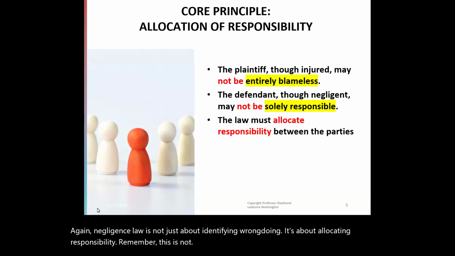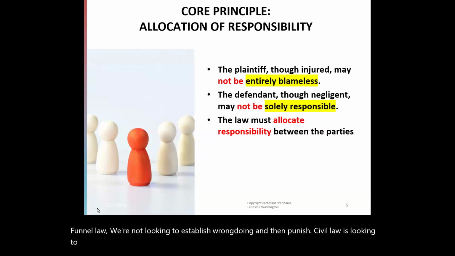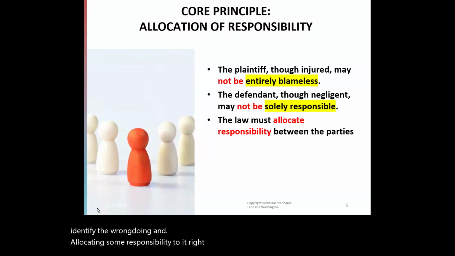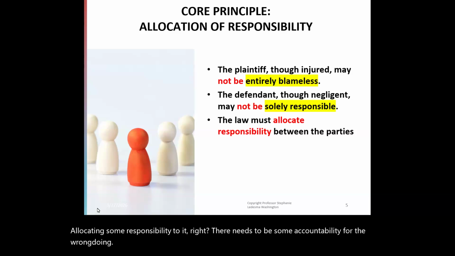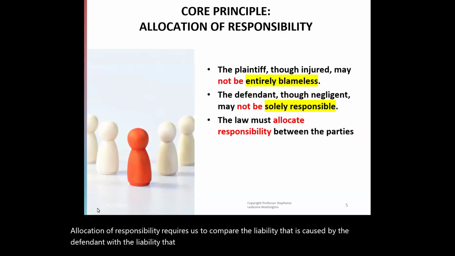We're not looking to establish wrongdoing and then punish. Civil law is looking to identify the wrongdoing and allocating some responsibility to it, right? There needs to be some accountability for the wrongdoing. Allocation of responsibility requires us to compare the liability that is caused by the defendant with the liability that is contributed by the plaintiff's negligence. Okay.